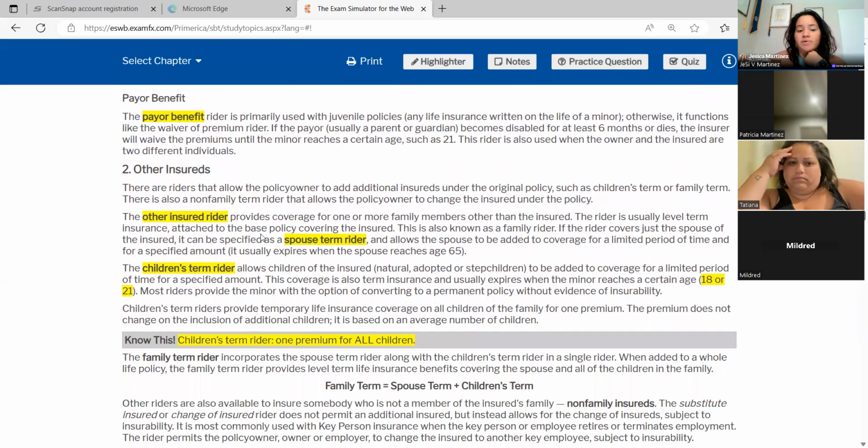The other insured rider provides coverage for one or more family members other than the insured. The rider is usually level term insurance attached to the base policy covering the insured. This is also known as a family rider.